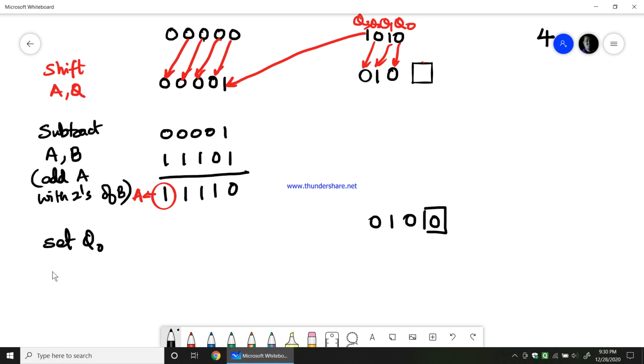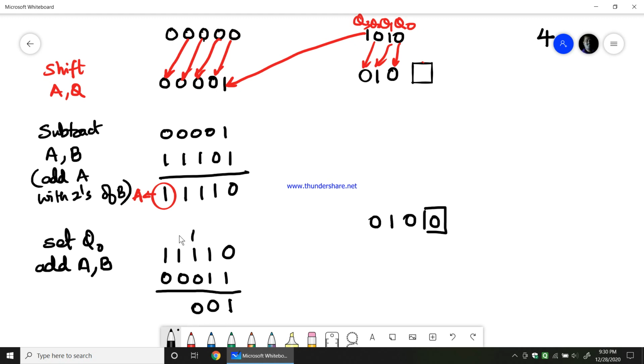And then after setting q0 with complement, we are going to add a with b. We are going to take a, and then add this with the initial value of b, which is 00011. So addition of a comma b, not subtraction. Subtraction means you take 2's complement of b. You are adding a with b directly. Therefore I will get 1, 1 plus 1, 0, 1, 1 plus 1, 0, 1, 1 plus 1, 0, and this 1 which we get as a carry will be neglected.